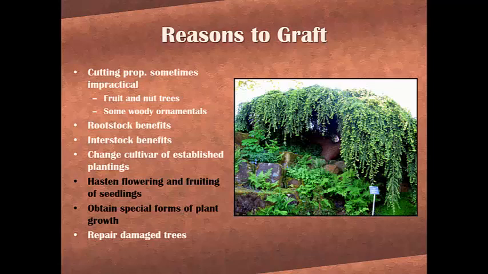Another advantage of grafting is to obtain special forms of plant growth. So for example, look at the tree in the picture here. This is actually a Canadian hemlock, which is usually a very tall, large tree, but this one has been grafted to be both a dwarf form tree and what we call a weeping form, where the branches hang down like that. So most weeping trees have been grafted as well. So for example, weeping cherries have been grafted. So a weeping scion is grafted onto a non-weeping rootstock, and you get this special form of the plant. Weeping willows, incidentally, are not grafted. That's just how they grow. So hastening flowering and fruiting of seedlings, and also obtaining special forms of plant growth.